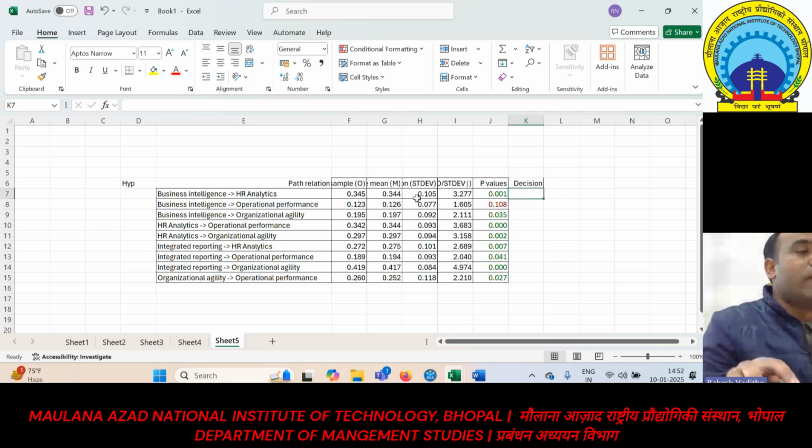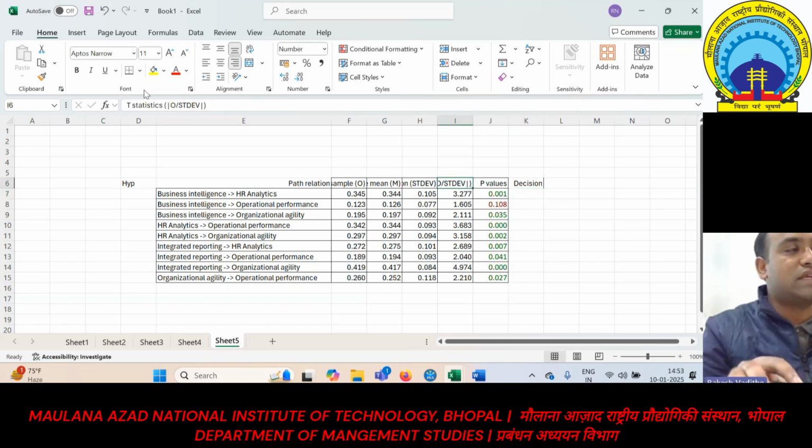Here one thing we have to remember: the T value is very important in this table. One value is below 1.96, that's why it got rejected. How do we get the T value? It is clearly mentioned here: O divided by standard deviation, meaning the original sample divided by standard deviation indicates the T value. That path coefficient value divided by standard deviation indicates the T value.